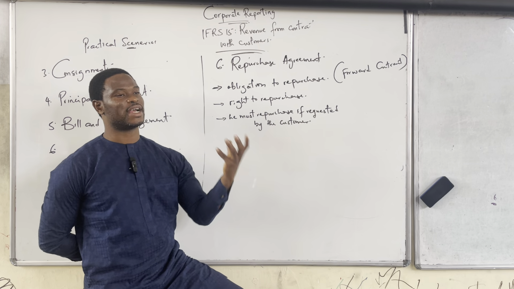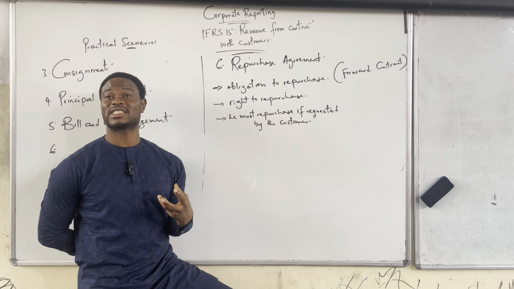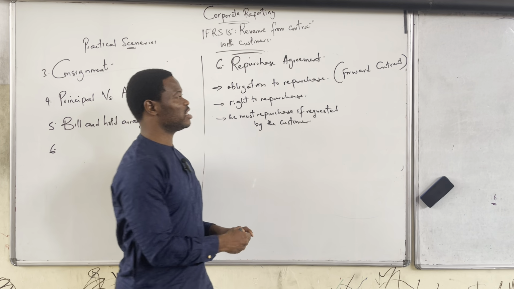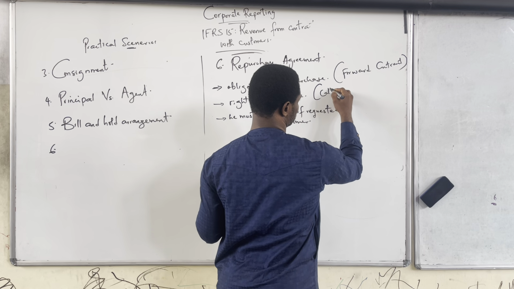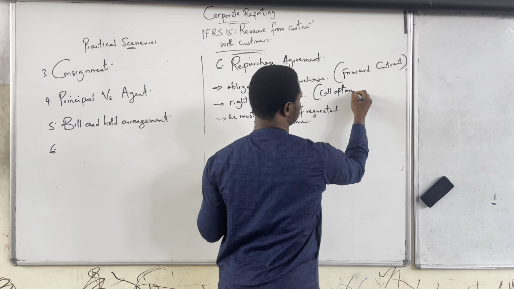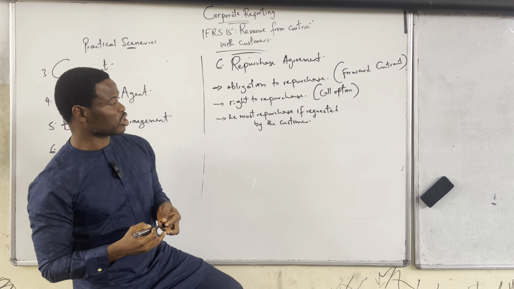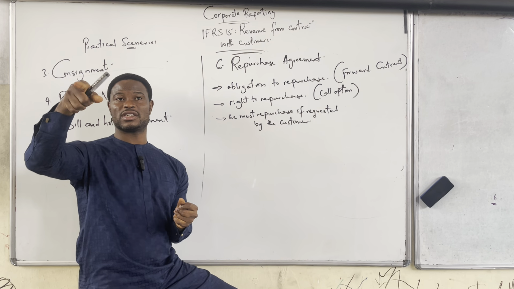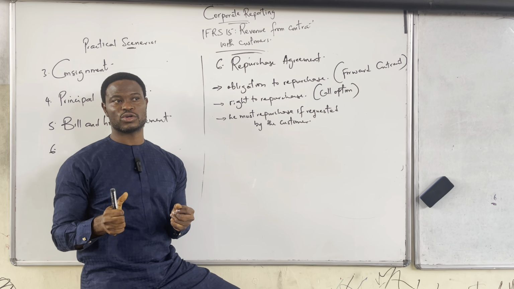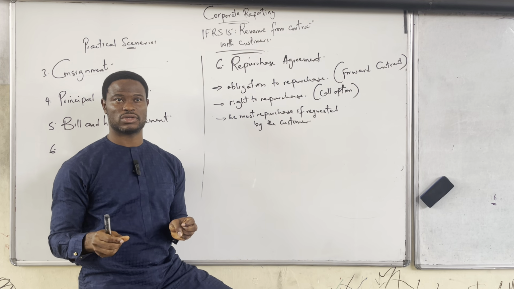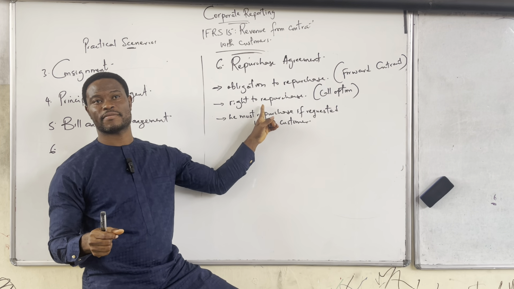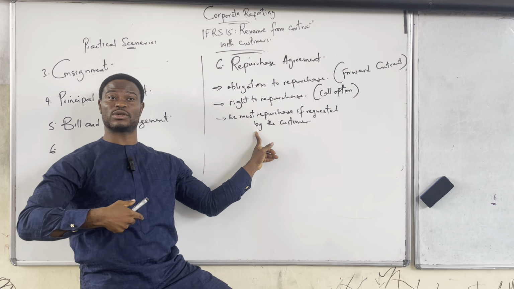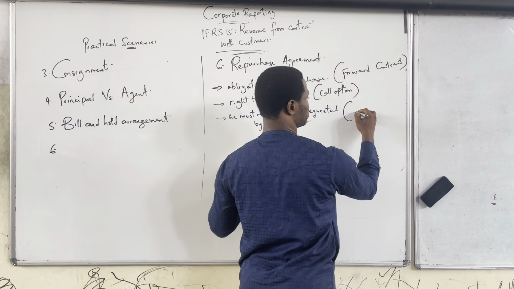The second one is a right to repurchase. Somebody has given you the option to repurchase. You have the right, you can come and repurchase. That's a call option. The third one is you must repurchase if requested by the customer. So that means somebody is ready to sell to you. This one is now somebody must sell. Somebody has an obligation to sell to you. That's a put option.